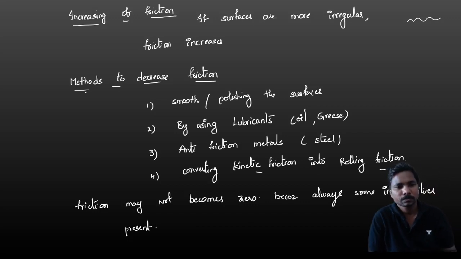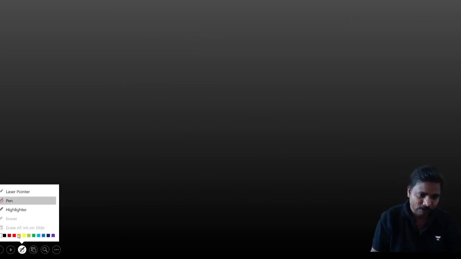Okay. So this part is very important. Generally, they will give a question like what are the methods to reduce the friction. So they will give all these three and option D, all of the above. So we have to select all of the above. Okay. Now the next one is types of friction.